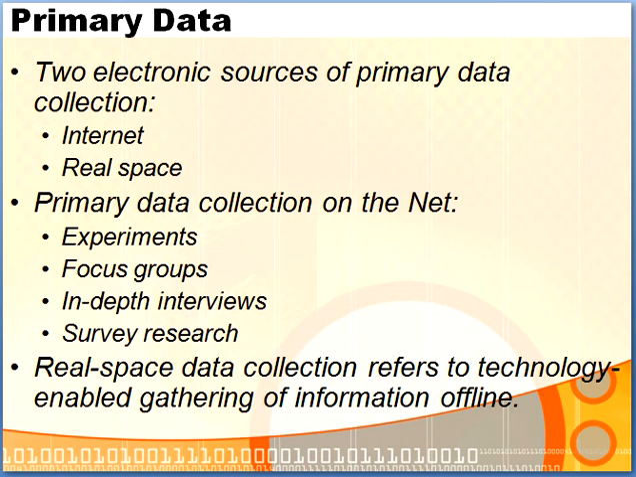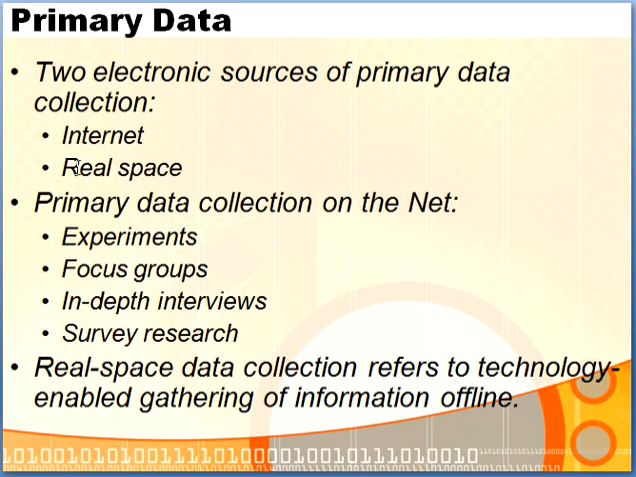Now, in some cases, when you are not able to get the answer for your market research problem through the secondary data, then you move towards the primary data. In which case, as we said, you need to gather the data yourself because the information is not available out there. So you need to collect fresh data. Two electronic sources of primary data collection are available. One is the internet and the other one is real space.